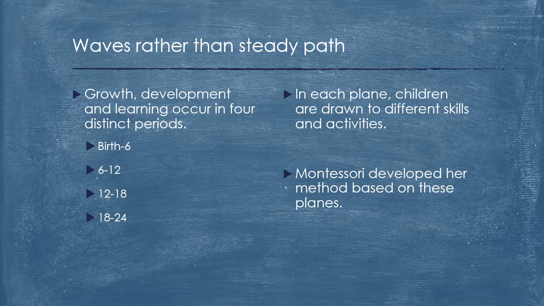So the waves that she saw through her observation happened in 4 different planes. We only focus on the first plane at Agape. We focus on birth through age 6. 6 through 12 is elementary. 12 through 18 would be middle school and high school. And then 18 through 24, some of you are still in your 4th plane of development. You're not a fully matured adult until about the age of 24, meaning that you have identified who you are, your core beliefs are established, and it's very hard to teach a dog new tricks after that point.